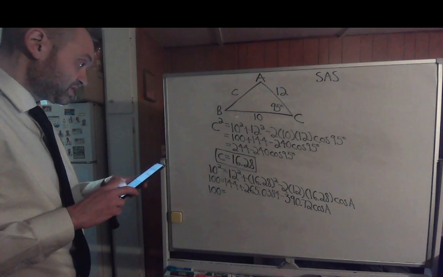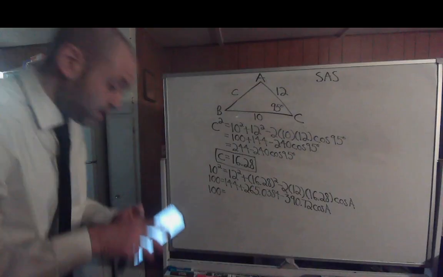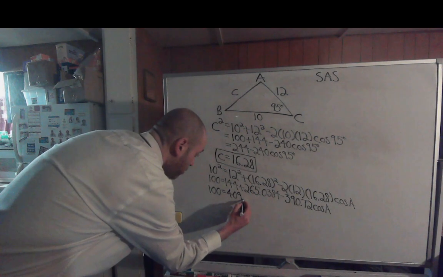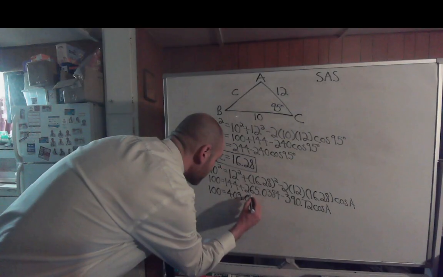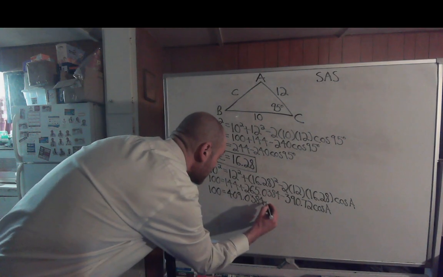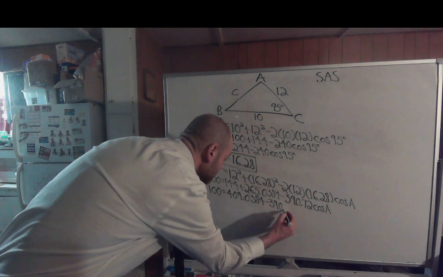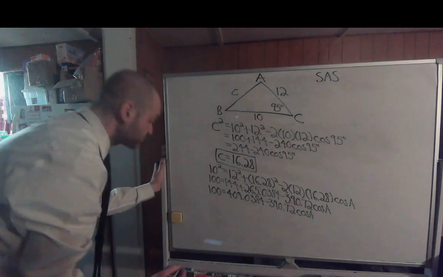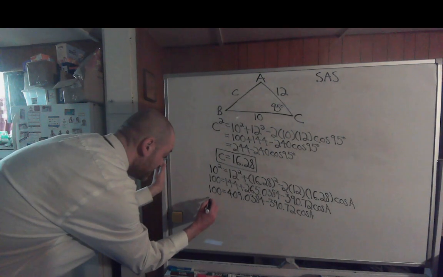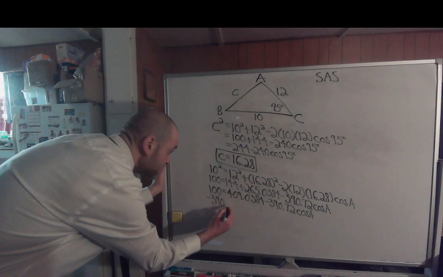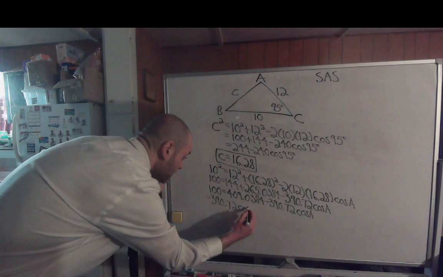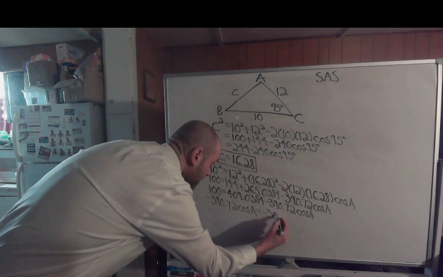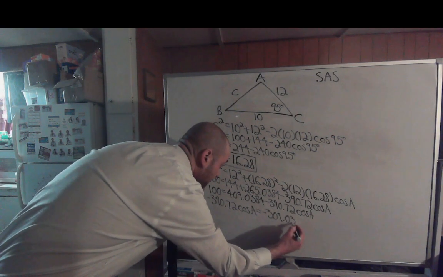144 plus 265.0384 gives you 409.0384 minus 390.72 cosine of A, which then means that negative 390.72 cosine of A would equal negative 309.0384.